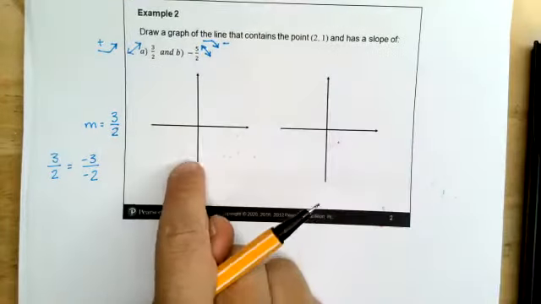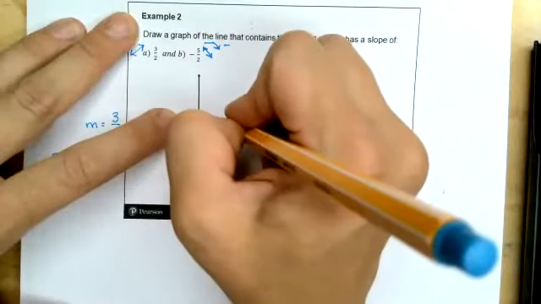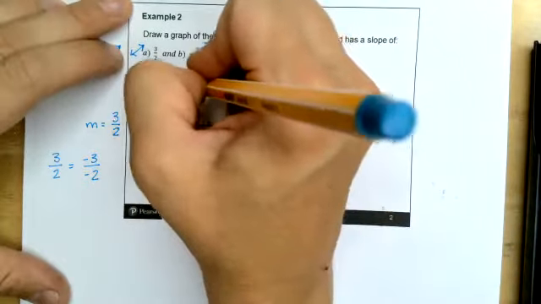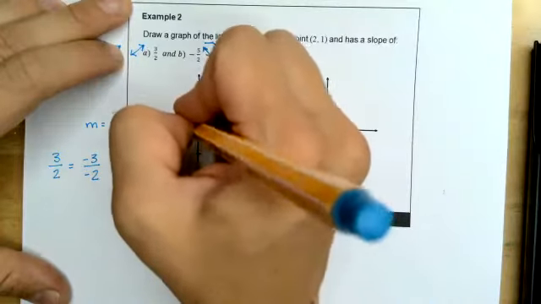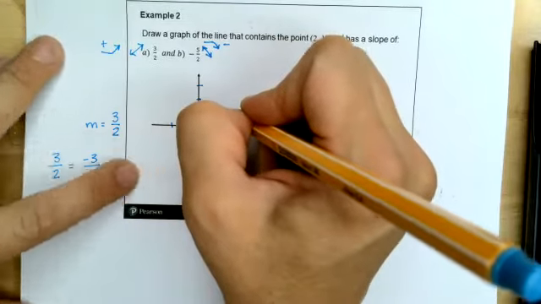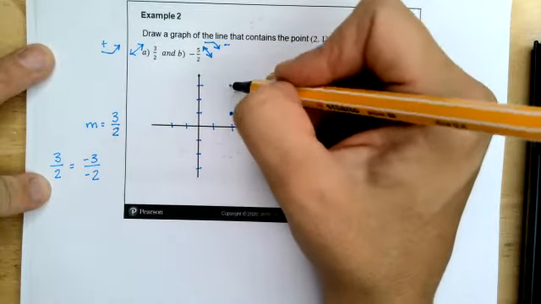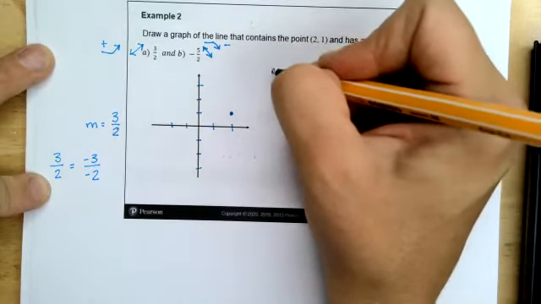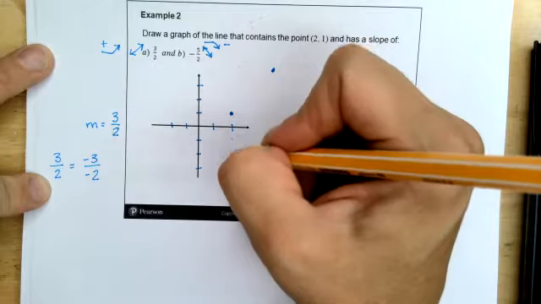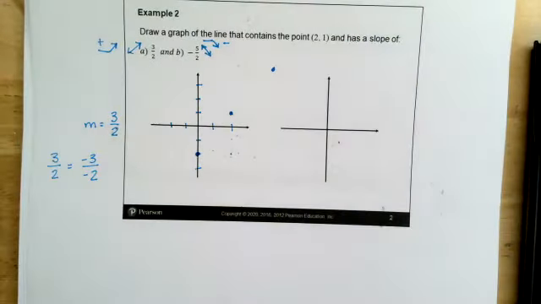Okay, so this is a rising positive slope, and we need to start at the point (2, 1). All right, point (2, 1) is 2 on my x, 1 on my y. And I'm going to need to go up 3, 1, 2, 3, over 2. Or down 3 over 2. That is the graph of my line with a slope of 3 over 2.